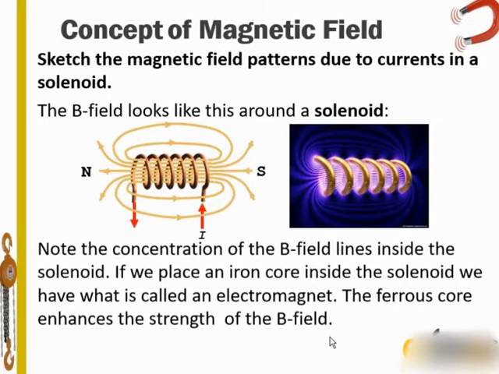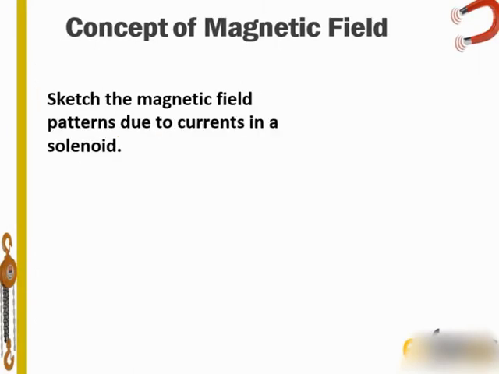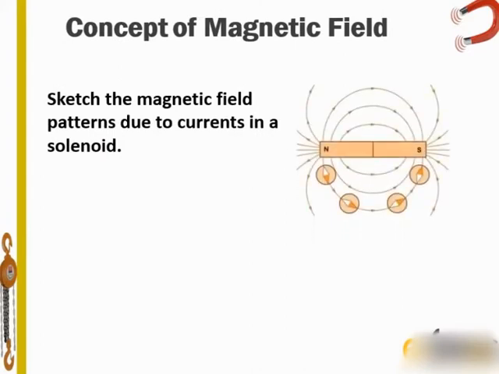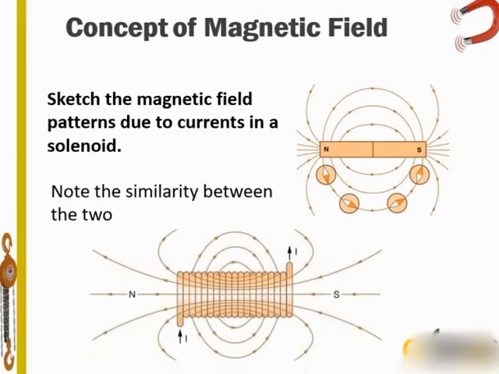So here we have a bar magnet in the top right-hand corner, and we have the solenoid in the bottom center of the page. Can you see the similarities between the two, which are very striking? In fact, if you look at them, you can see they're almost identical. In other words, when you sketch a magnetic field diagram for a solenoid due to the current passing through it, you are in effect sketching the magnetic field lines of a bar magnet.